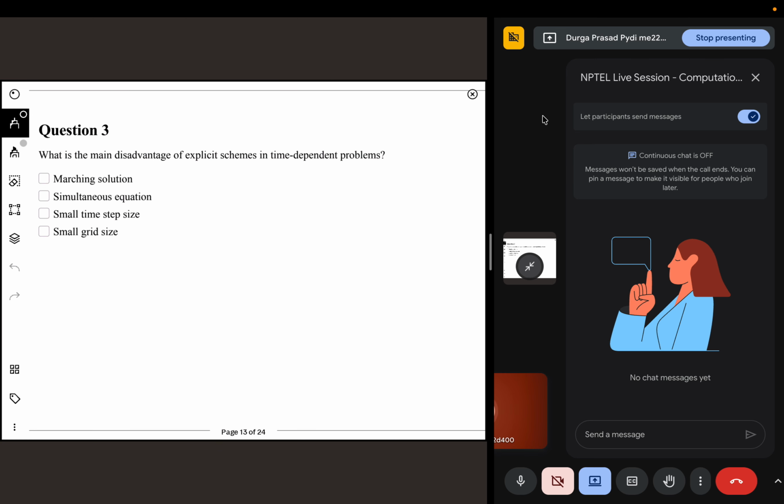Which of these is the main disadvantage of explicit schemes in time dependent problems? Marching solution, which means that we are actually solving for one step at a time. Simultaneous equations, small step size or small grid size. As I said, for all these explicit schemes, we have a stability criteria, and we need this value to be within certain limits in order for that particular method to be stable.